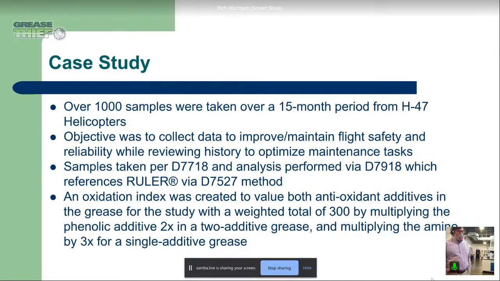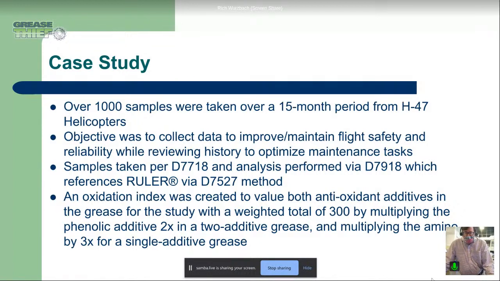Some of the greases meeting the mil-spec, using the ruler, clearly had two peaks, a strong amine and a strong phenol response. And then you had other formulations that only had a single amine peak. So we had to create a way of comparing the loss of antioxidants over time. In doing so, we created an index. We called this the oxidation index. And this was a way to value both kinds of antioxidant formulations in the study to get a weighted total value of the number 300.